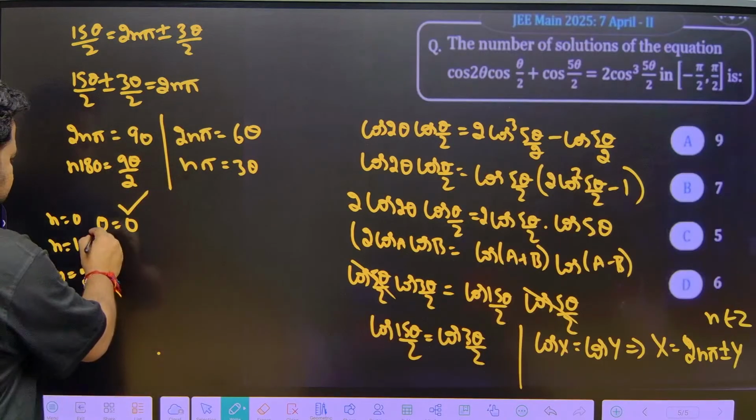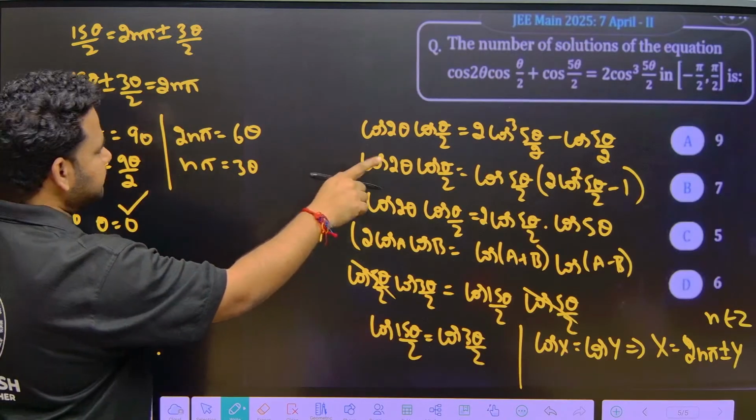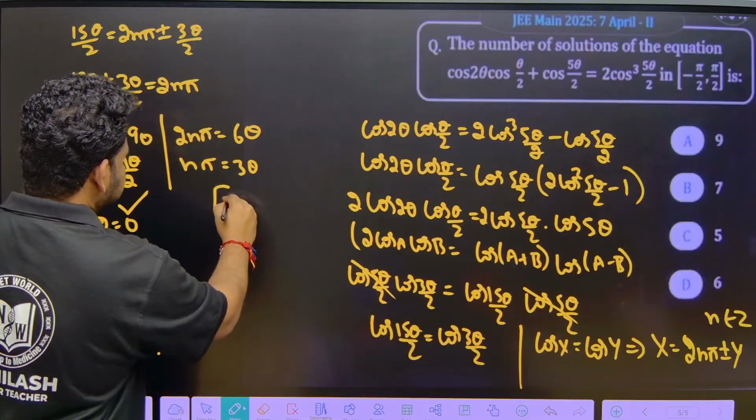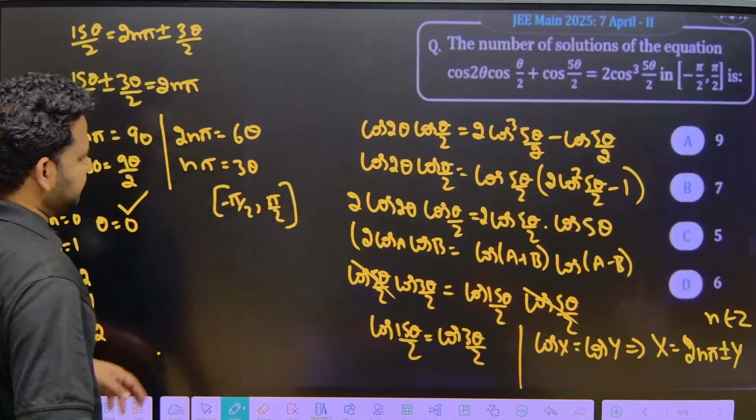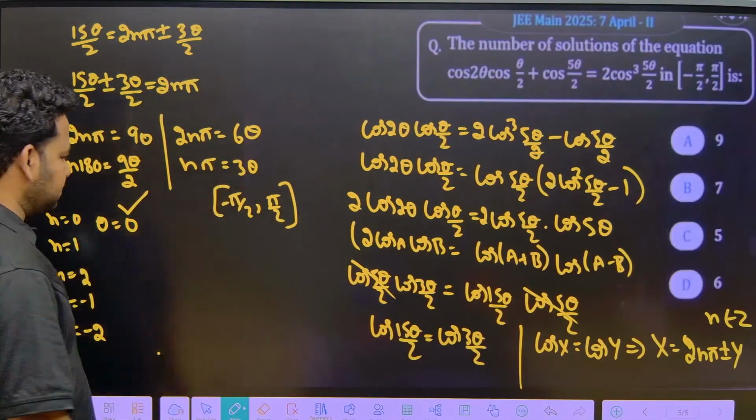Theta is equal to 0. It should lie between minus pi by 2 to plus pi by 2, the range of cos. Okay. Not the range, here the domain. Okay. Don't get confused with inverse.